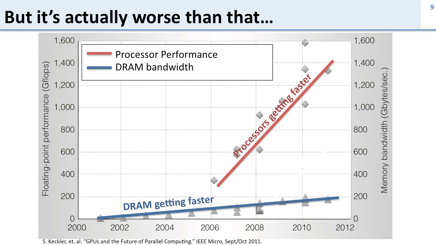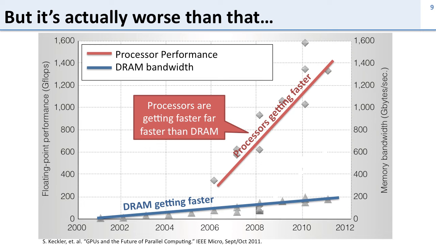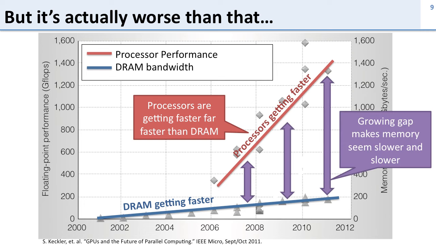Not nearly as fast. So what we see from this is processors are getting faster, far faster than DRAM. And this is leading to a gap. So this gap here between processor speed and DRAM speed is making memory seem slower and slower. If we can run our processor faster but we can't run our memory faster, then the memory seems slower. So this makes the memory hierarchy more and more important. As memory seems slower and slower, it's more and more important that we do the right thing with caches.